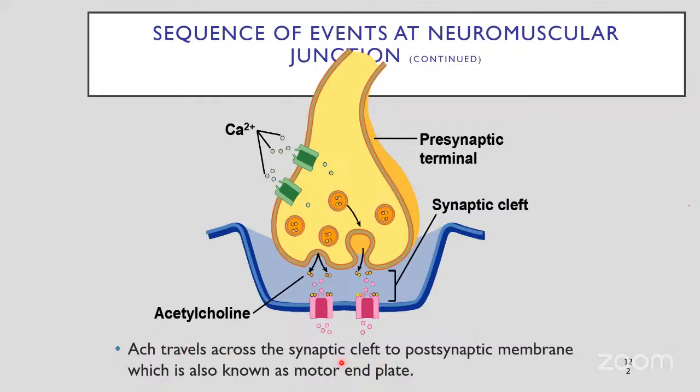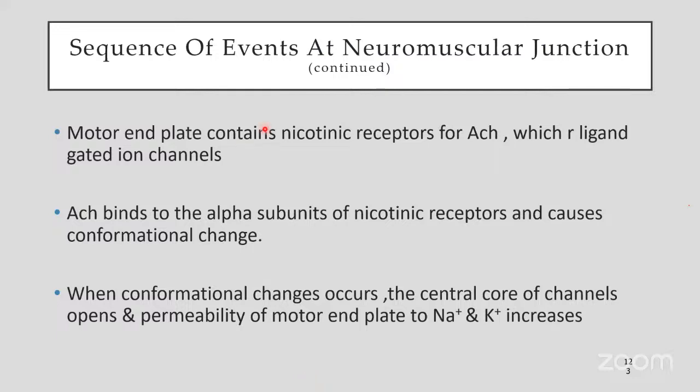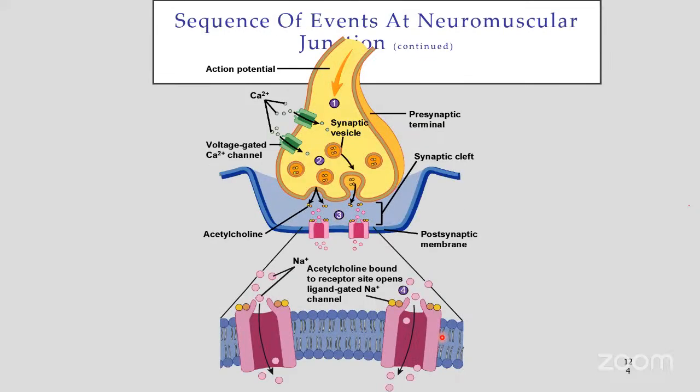And ACh further travels across the synaptic cleft to the postsynaptic membrane, that is the motor end plate. The motor end plate contains nicotinic receptors for ACh, which are ligand-gated ion channels. It binds to the alpha subunits of nicotinic receptors and causes a conformational change. When this change occurs, the central core of the channel opens and permeability of the motor end plate to sodium and potassium increases.